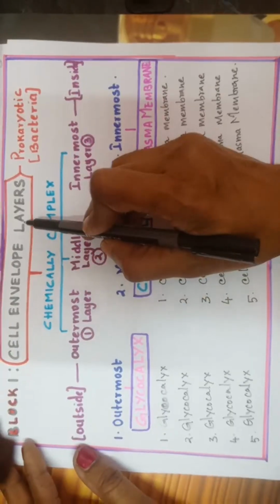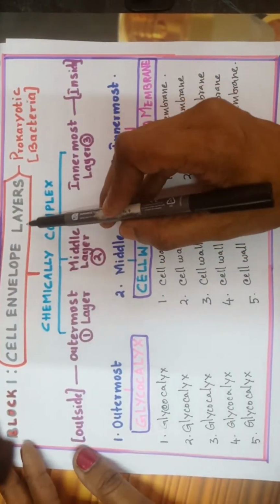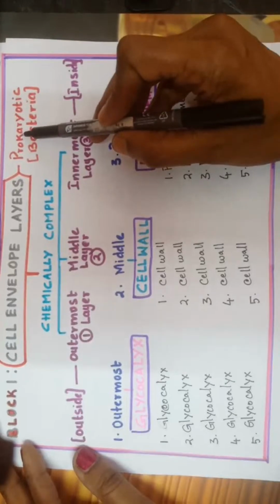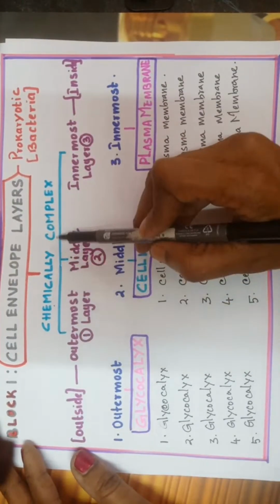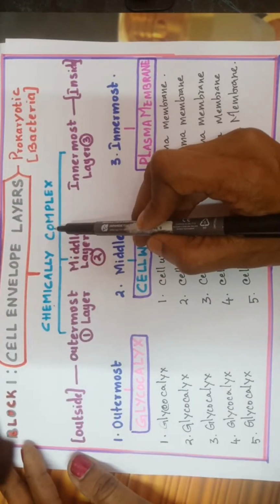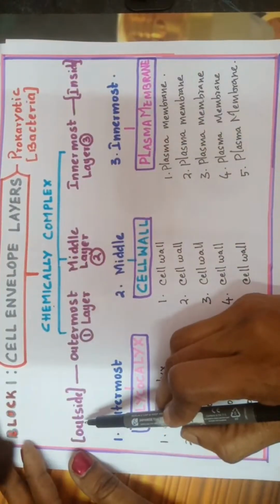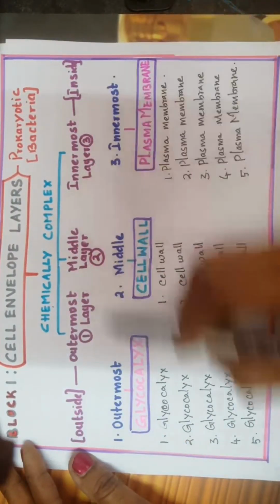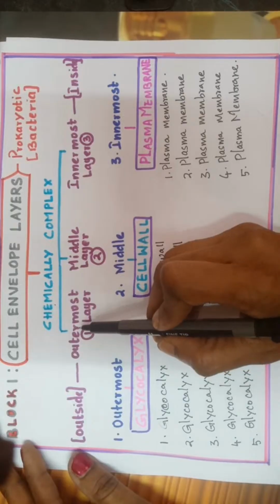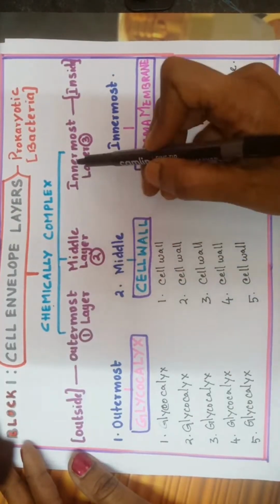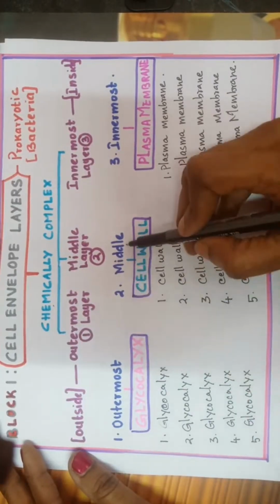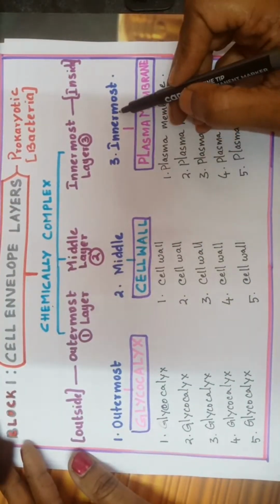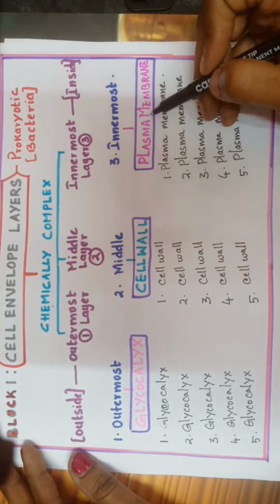Cell envelope layers, totally 3 layers seen in a prokaryotic cell. Here we are looking for a bacterial cell. It is a chemically complex layer, which means the composition of each layer is different and very important. From the outside to the inner side, 3 layers are arranged as outermost layer, middle layer, innermost layer. The outermost layer is the glycocalyx layer, middle layer is the cell wall, innermost layer is the plasma membrane.